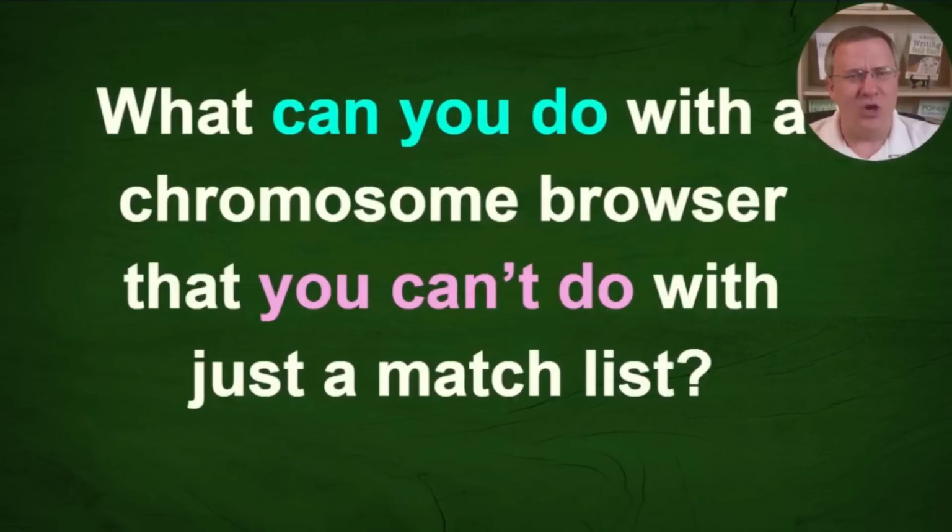And so let me go through and talk about some of the things that you can do with a chromosome browser that you can't do with just a match list. In other words, what are some of these specialty functions that a chromosome browser allows you to do that a match list is not going to allow you to do?